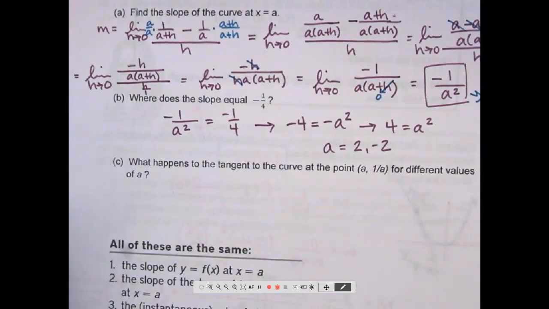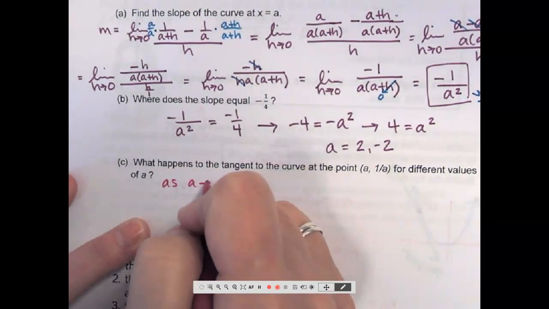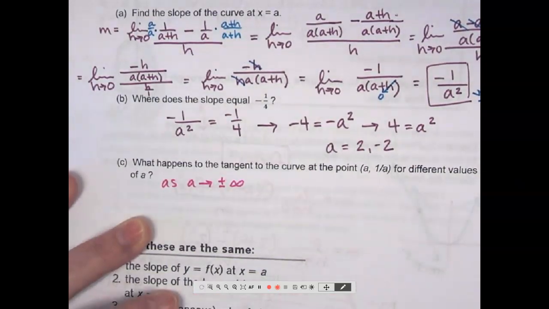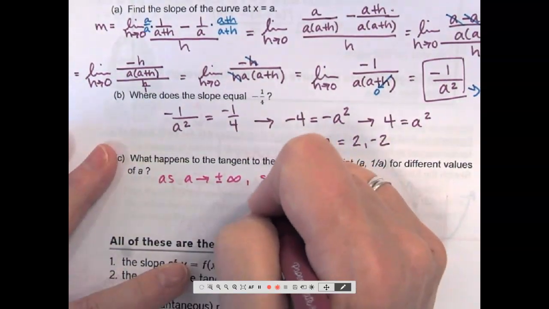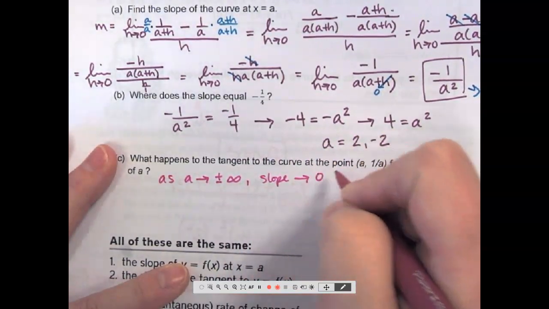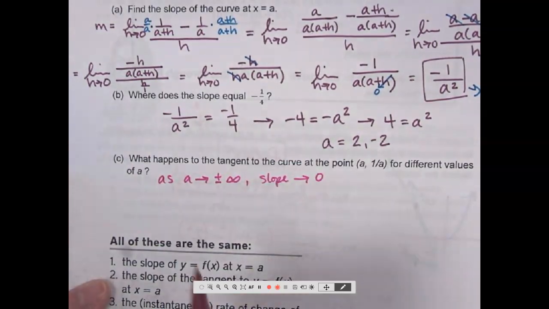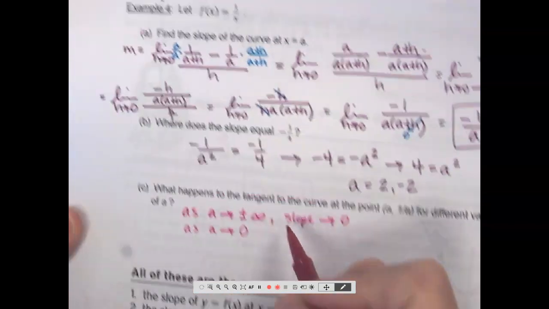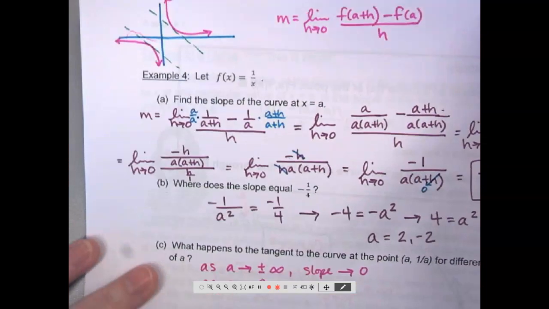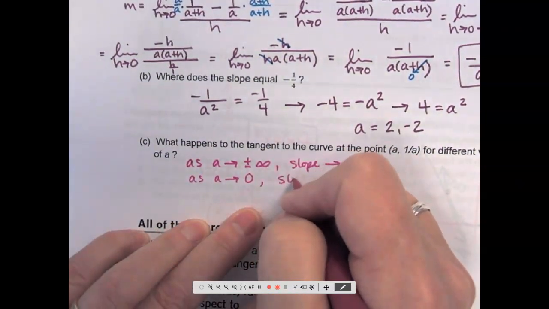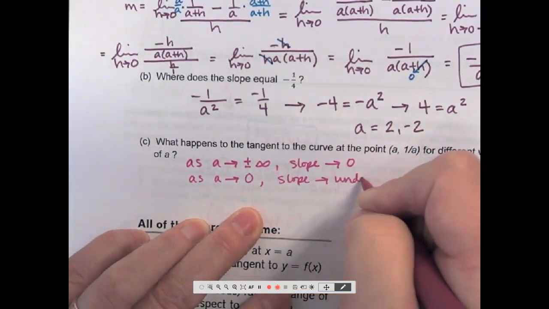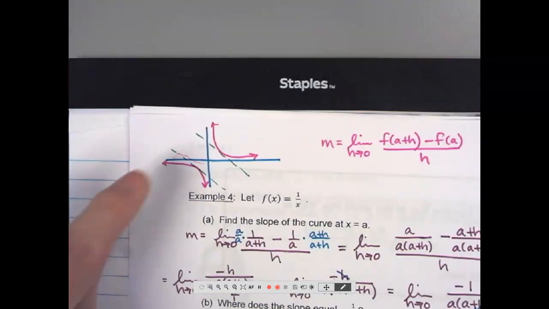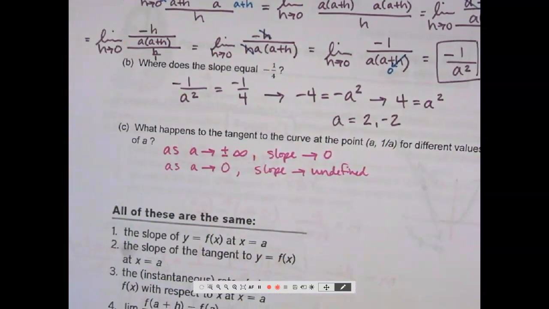Okay, so how can we say that? Let's say as a approaches positive or negative infinity, that means way out on the right, way out on the left, the slope approaches 0. But as a approaches what? 0, as I let these ordered pairs get really close to where x is 0, then the slope approaches what? Undefined. It actually is going to become negative infinity in both of those places because it's just going to get steeper and steeper and steeper.